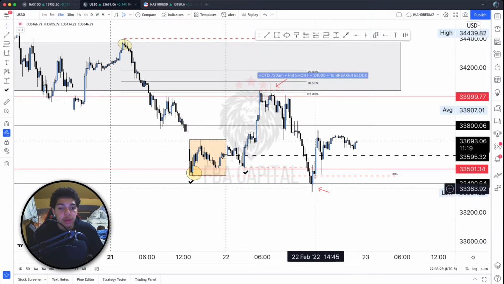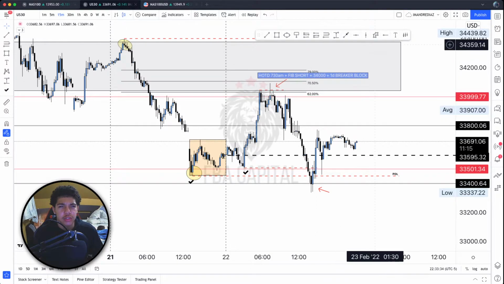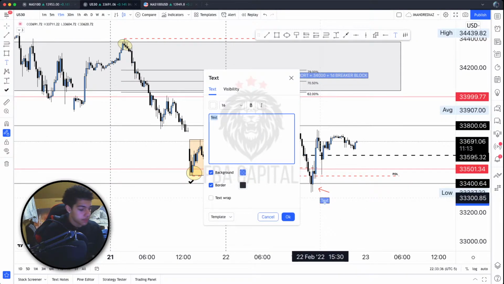So now that we're going to come down all the way to this point, keep in mind 14 o'clock, which I think is 2 o'clock. So at 2 o'clock, we got the low of the day. 2 p.m., we got the low of the day at what? 33,400, after clearing previous day's low and the Asian range low.